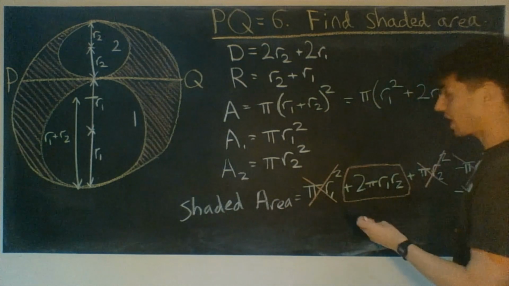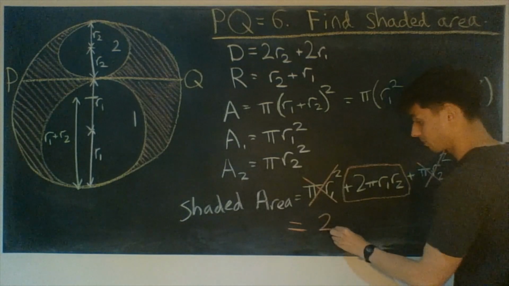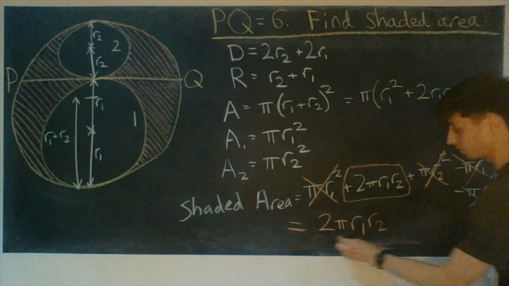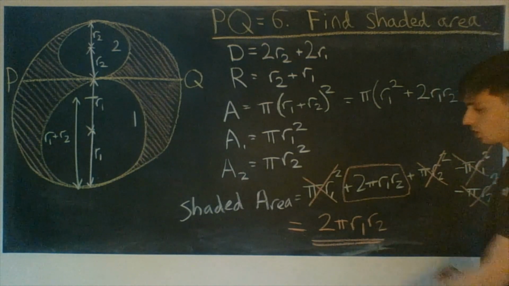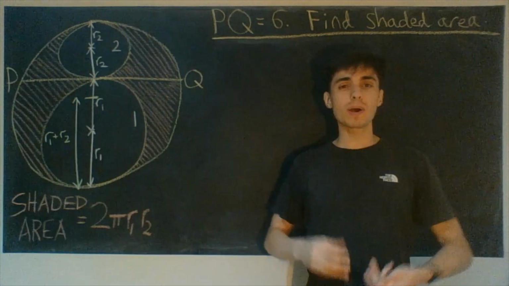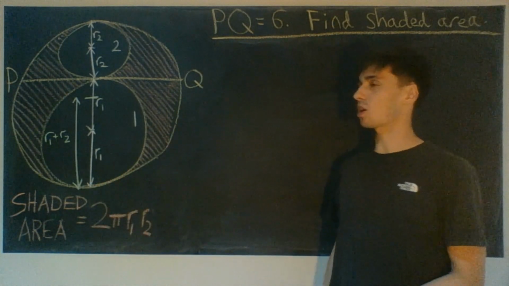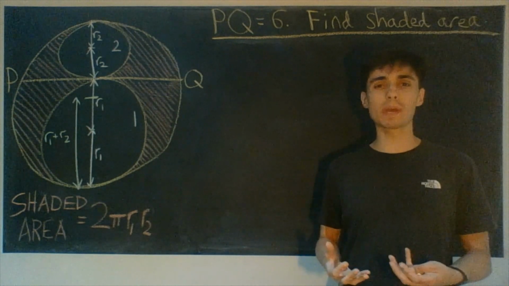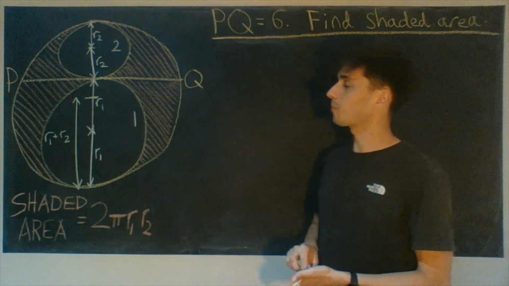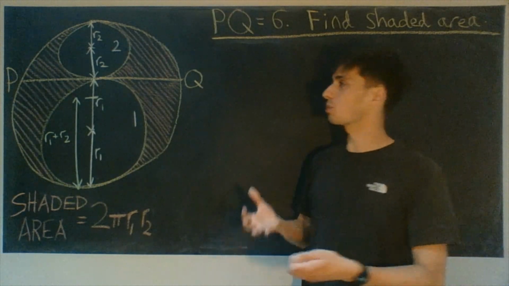So actually our shaded area from all of this is a really simple term, which is just 2 times pi times r1 times r2. We're going to come back to this and carry on with the problem once we've cleared the board. So at this point, we know the shaded area is 2 pi times r1 times r2. We can't stop here, unfortunately. We would like to find a numerical value for this shaded area. And this is a good time to think about what we've done so far and what information we can still use.